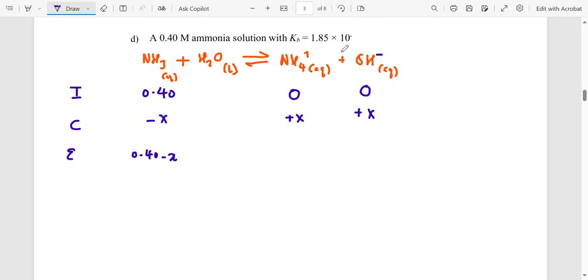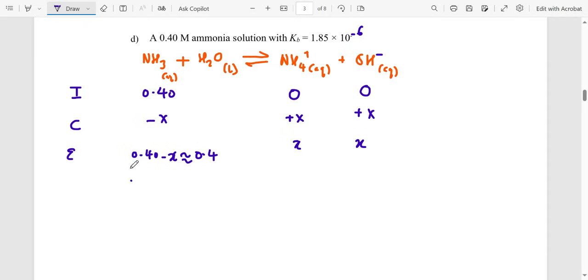But please always know that if the value of the Kb that has been given is very small, the Kb given here is 7.4 times 10 to the power negative 6. Since it's very small, how do you know that it's small? Like from 10 to the power negative 3, negative 4, negative 5, negative 6, those are small values. When Kb is small, it means that the value of x is going to be very small, so it's going to be negligible. So 0.4 minus x will just be the same as 0.4. And then here 0 plus x will just be x. And 0 plus x will just be x.